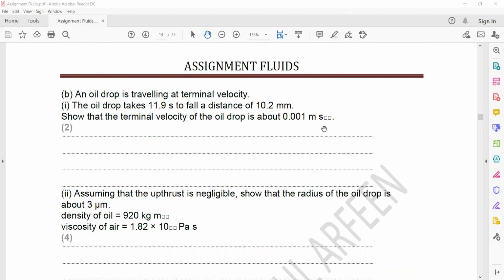In question 16, an oil drop is traveling at a terminal velocity. The oil drop takes 11.9 seconds to fall a distance. Show that the terminal velocity, meaning constant velocity, is approximately this value. So you have the formula speed equals distance divided by time. Distance is in millimeters, so 10.2 × 10^-3 divided by the time interval, which is 11.9. So you will show that the terminal velocity is approximately 1 × 10^-3.